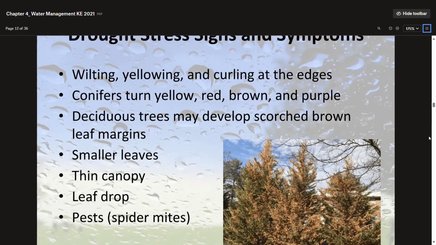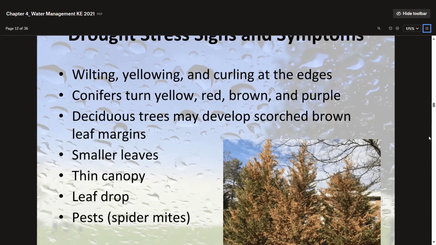Deciduous trees may develop a scorched, brown, burnt-looking leaf margin. They may put out smaller leaves if the leaf drop happens. The next leaves that come out will be much smaller, right? Tells you I'm in trouble. I'm in drought. I'm not getting enough water.